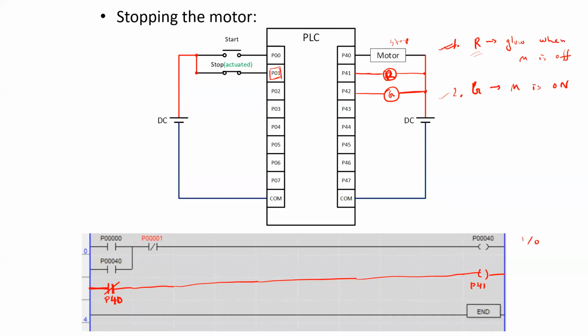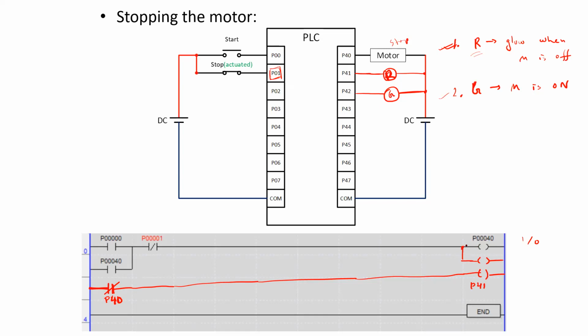Now when the motor is on, as long as the motor is on, you want to indicate that operation by turning on the green LED. So how can you implement that? By simply adding the green LED in series with the motor. Okay, no, not in series. If you have multiple outputs, you have to connect them in parallel.